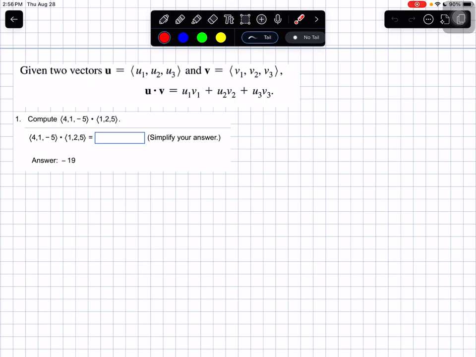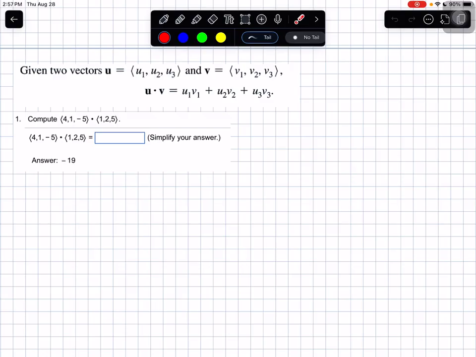Here's a definition of dot product. The dot product is denoted by the dot, so vector u dot vector v. Given two vectors u and v, the dot product of u and v is computed as u1 times v1 plus u2 times v2 plus u3 times v3. So we multiply the first components together, and add the products of the second components and the third components of each.